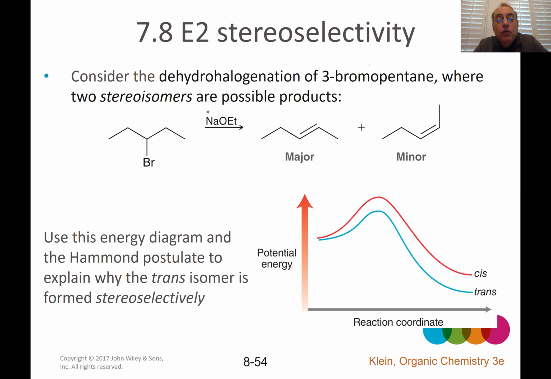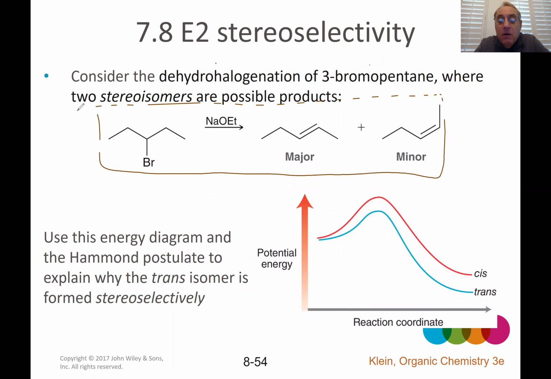Okay, this slide shows why. Here's a reaction where you can get 2 products, a major and a minor. And here are your reactants in the energy diagram. The 2 products here are a trans product and a cis product. And this is cis, right? This is trans. The trans we talked about is more stable. So these are the products. And this is the transition state leading to the cis product. This is the transition state leading to the trans product. The trans product is more stable.